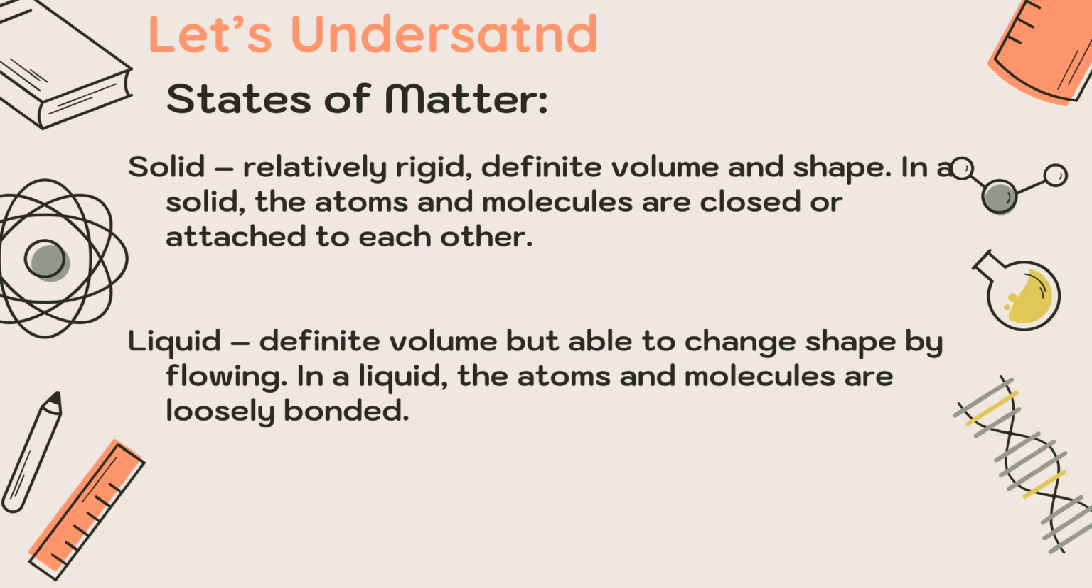Liquid has definite volume but is able to change shape by flowing. In a liquid, the atoms and molecules are loosely bonded. And we have the gas. Gas has no definite volume or shape. So we are going to encounter these states of matter in our discussion. Don't forget the meaning of solid, liquid, and gas.